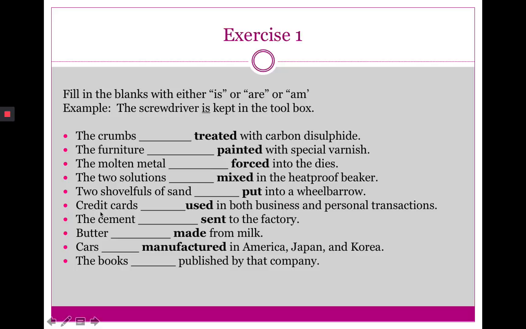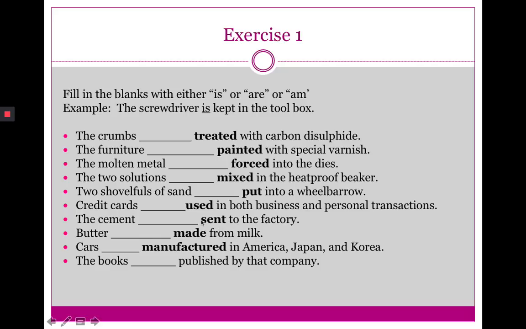So next one, credit cards. Credit cards. Look at the S here. Okay, credit cards are used in both business and personal transactions. Okay, the cement is sent to the factory. The cement, liquid form, right, is sent to the factory. Butter, how many butter? Only one, right? Butter is made from milk.